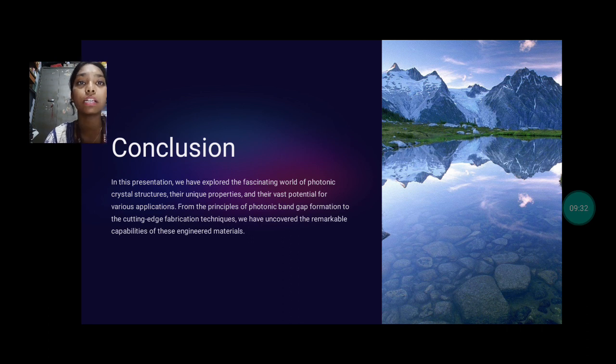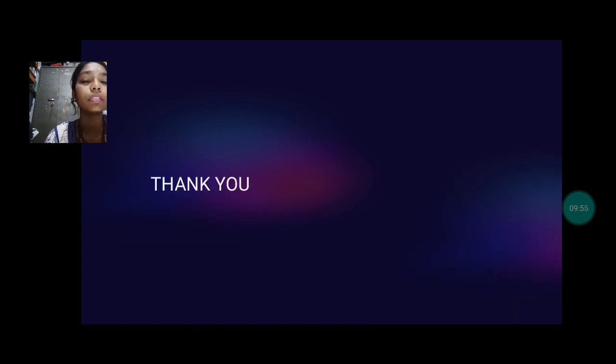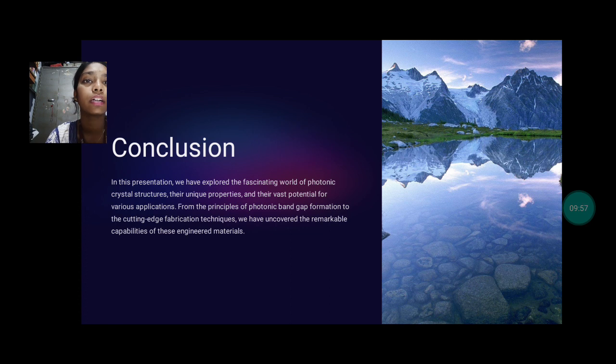Conclusion. In this presentation, we have explored the fascinating world of photonic crystal structures, their unique properties, and their vast potential for various applications, from the principles of photonic band gap formation to the cutting-edge fabrication techniques. We have uncovered the remarkable capabilities of these engineered materials.